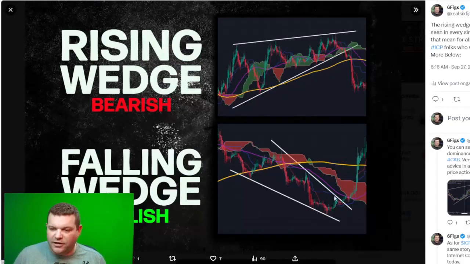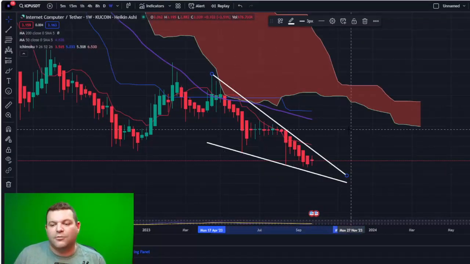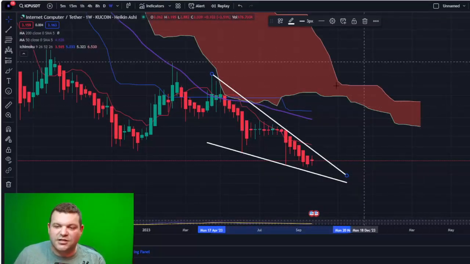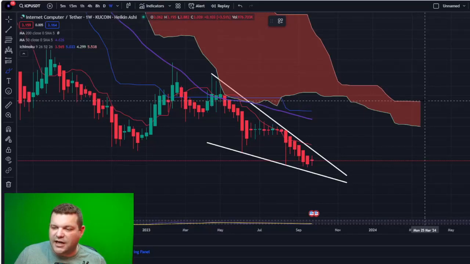But you can see the falling wedge. I try to make this as simple as possible for people to understand. Falling wedge produces bullish results. So I'm hoping that we start to see some of these bullish results really start careening up towards this Ichimoku cloud. And really all I care about at this point is that ICP is over $5.50 come March 11th.